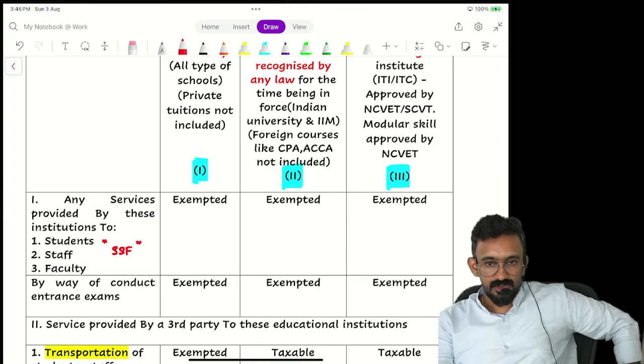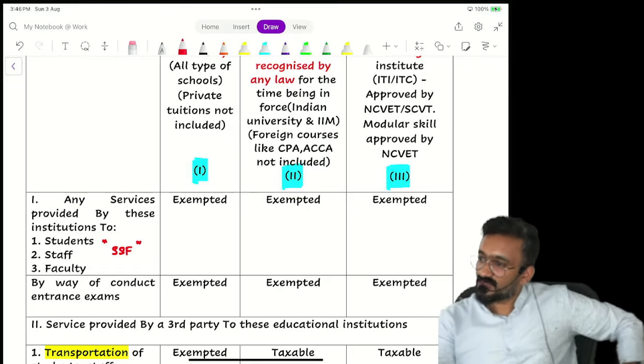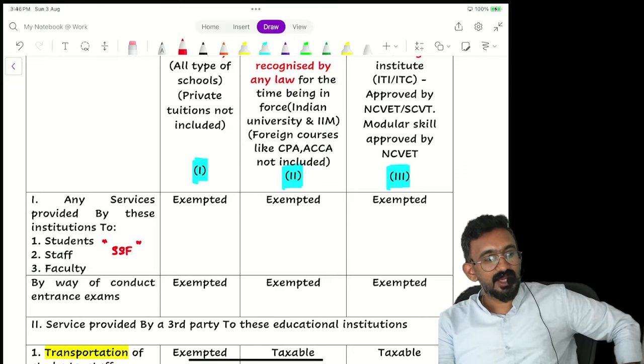Only 3 educational institutions. Then what specified activity? Did they use any activity? No, they did not. Did they specify the recipient? Yes. It's a combination of specified supplier and specified recipient. Any services, I said. But the recipient has to be student, staff, faculty. What services will I provide to students, staff, faculty? Education only I will provide, no?